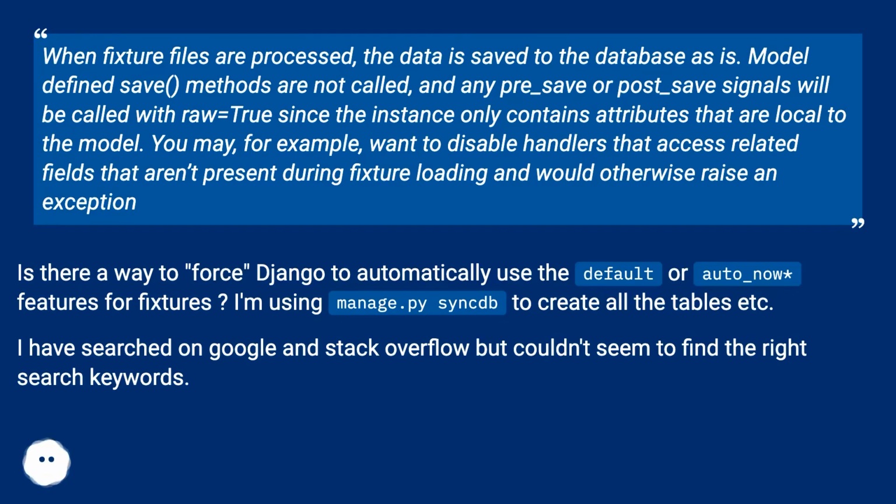otherwise raise an exception. Is there a way to force Django to automatically use the default or auto_now features for fixtures? I'm using manage.py syncdb to create all the tables, etc. I've searched on Google and Stack Overflow but couldn't seem to find the right search keywords.